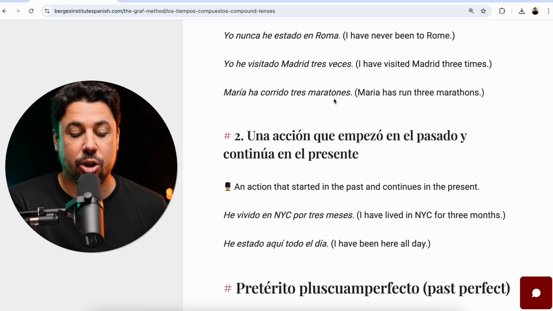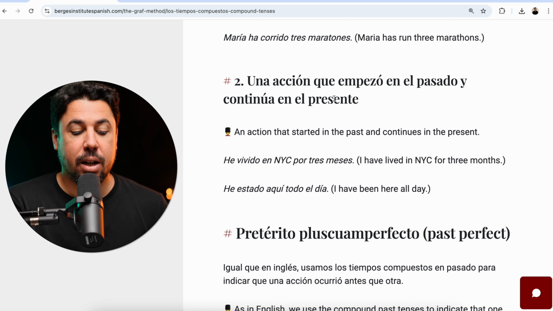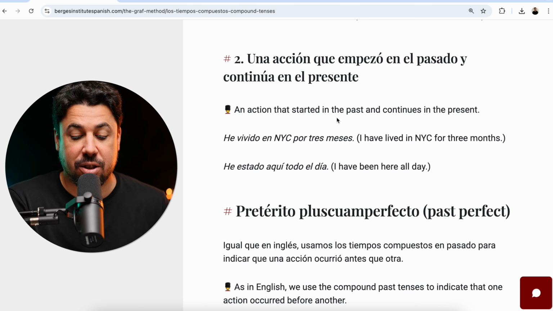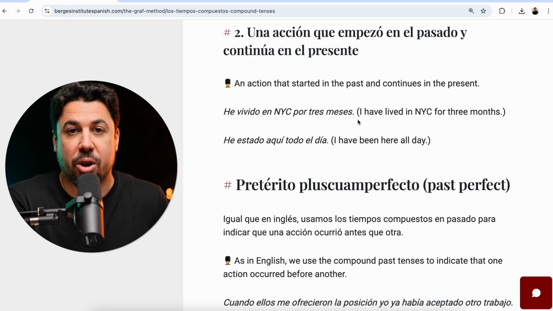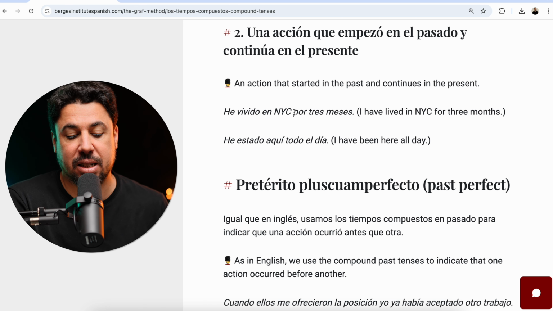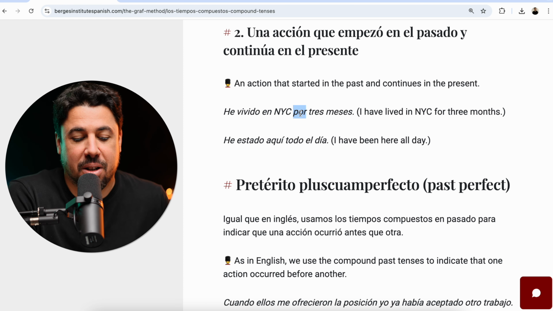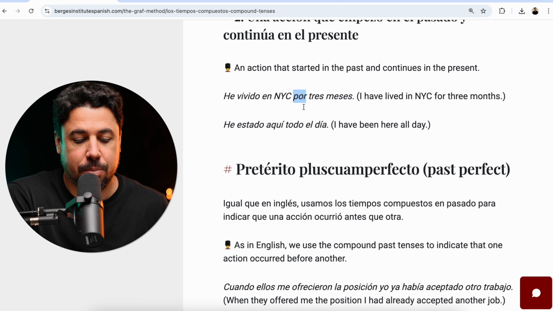María ha corrido 3 maratones. María has run 3 marathons. And the other use is for an action that started in the past and continues in the present. So I have lived in New York City for 3 months, and it's assumed that I still live in New York City. So he vivido en Nueva York por 3 meses. And this por, we would omit it most of the times. At least I would do that. He vivido en Nueva York 3 meses.